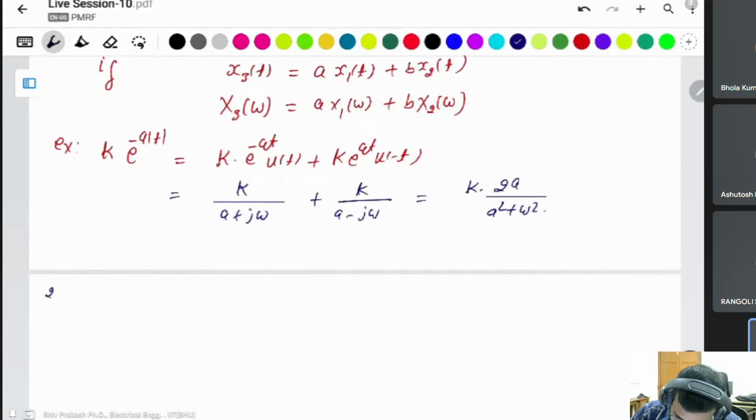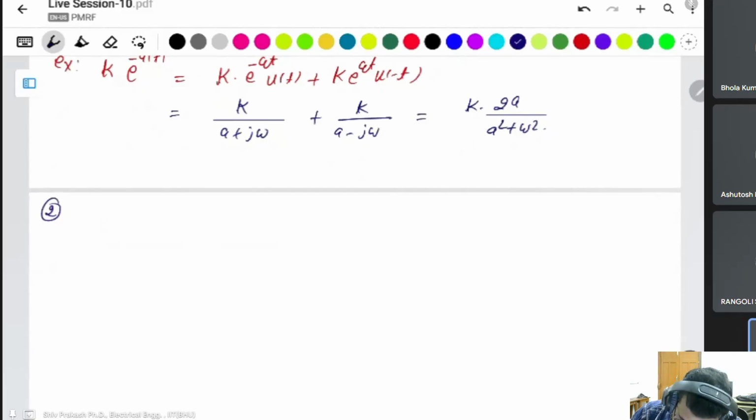The second property is the time shifting property.